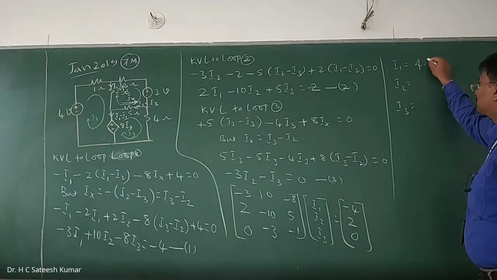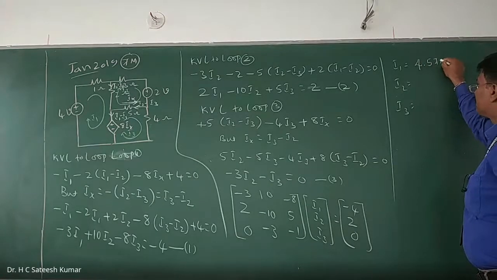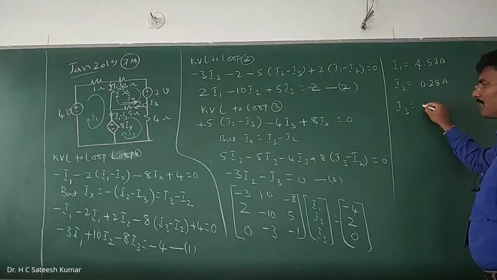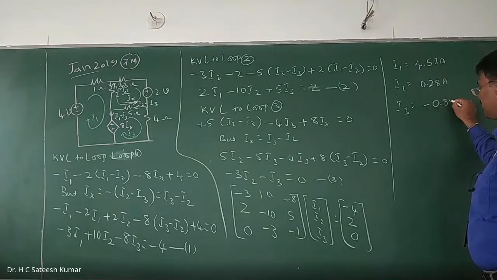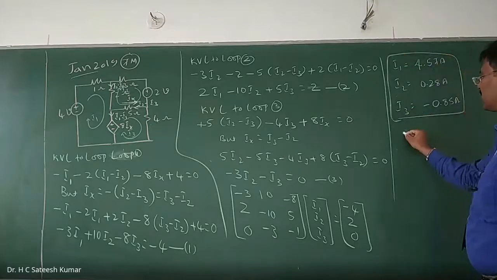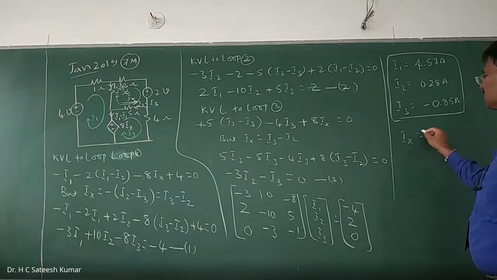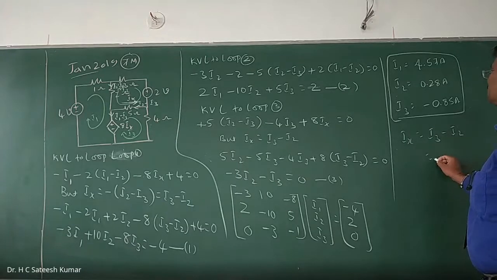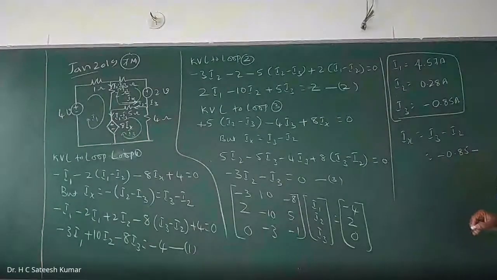I1 is 4.57 amps, I2 is 0.28 amps, I3 is minus 0.85 amps. So this is one part. And he has asked Ix. But you know Ix is nothing but I3 minus I2. I3 is minus 0.85, minus I2 is 0.28. How much is that? You have to add it.